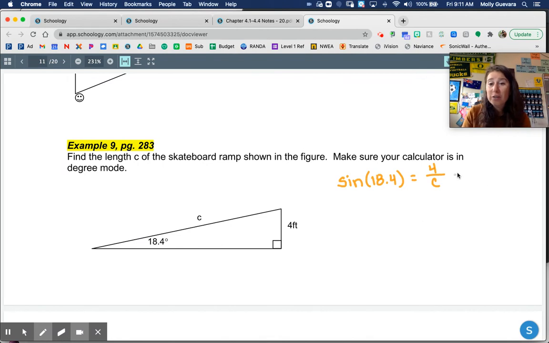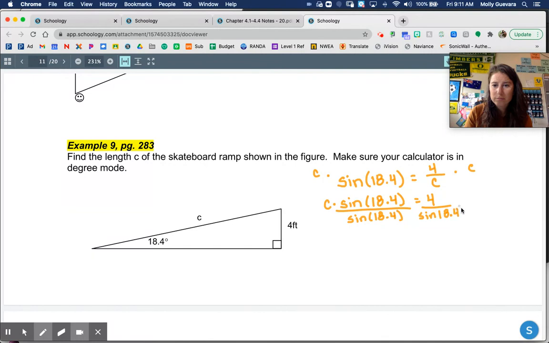The only thing I can do is multiply both sides by C and then divide. So let's do that. C times sine of 18.4 equals 4. And then I can divide everything by sine of 18.4. Then these cancel, and I get C is equal to 4 over sine of 18.4.